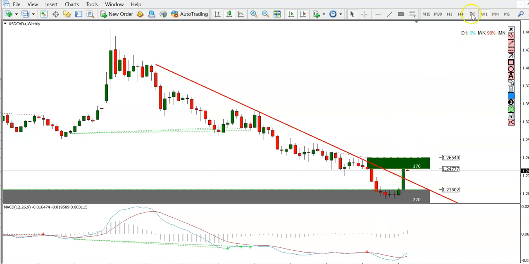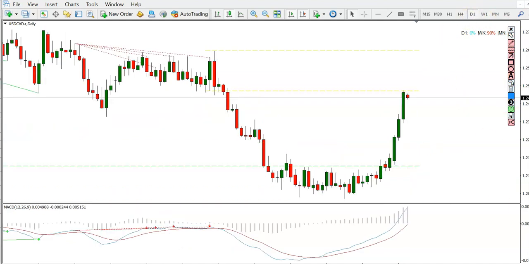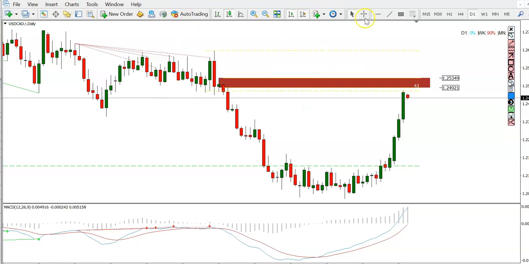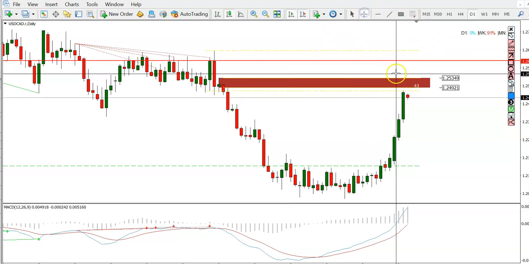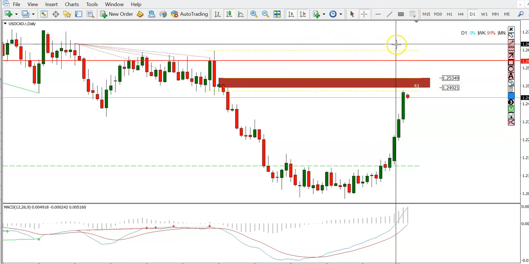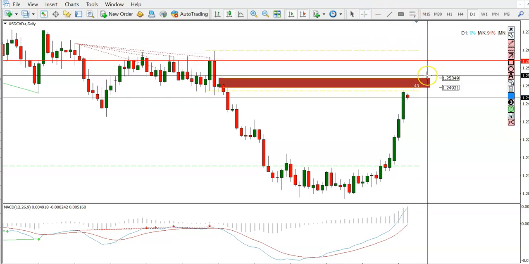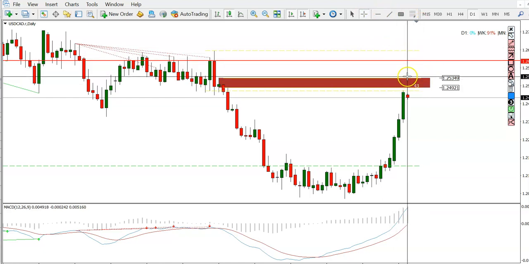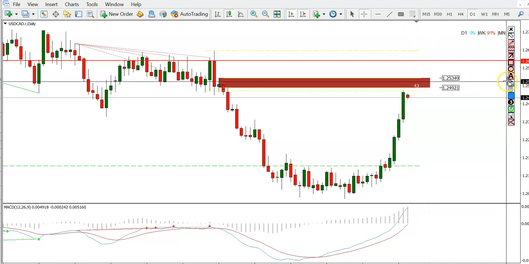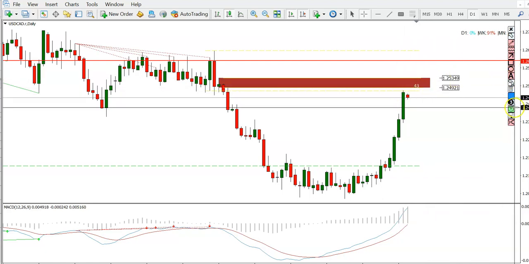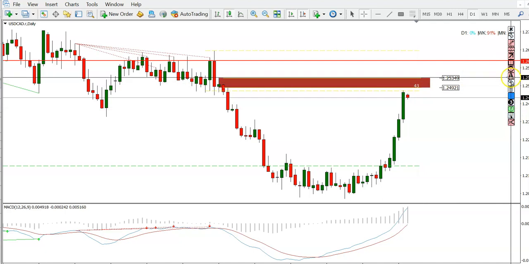So you can see we're at this zone. What I'm looking for is price to pop up a little bit further. This would be a nice area here, I think, or up towards the top of the zone. I want to place it so I can get my stop loss outside the zone. So I'm going to put my entry at 125.400.